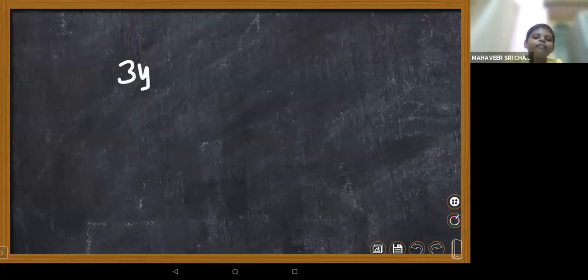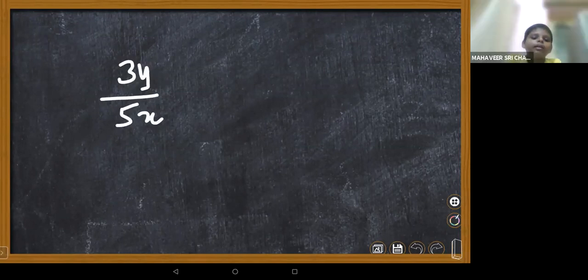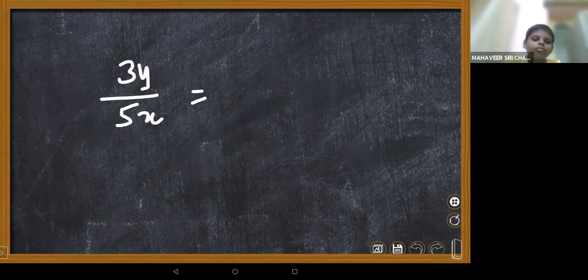Next one. Ma'am, can I ask a doubt? Yes, please. Ma'am, if the question is 3y divided by 5x, and they ask what is the numerical coefficient, so we need to write 3 by 5. What is the numerical coefficient of x or y?